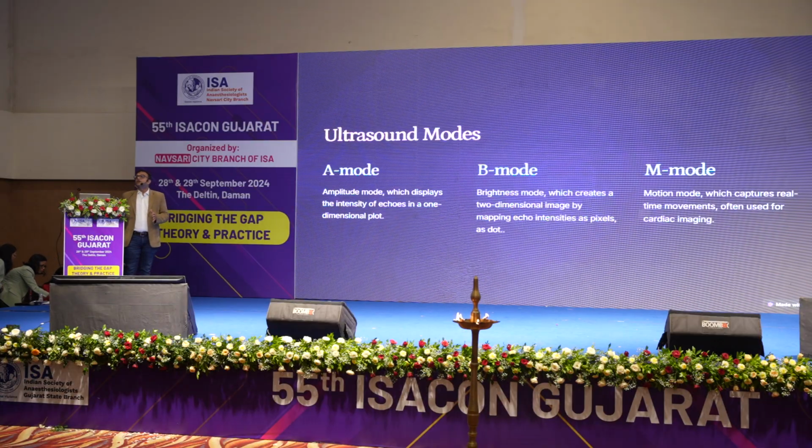Then the second is the B mode. B mode is brightness mode. Here, because of the object, one dot is generated. So you can know something has been hit by the sound wave, and that dot has a brightness. It can be dark or white. Depending on the brightness, we get 2-dimensional information. So it is B mode. For all our anesthesia purposes, for blocks or central line cannulation, we are going to use B mode. And the third mode is M mode, the motion mode. It is mainly used for echocardiography, for the valves and all that information.